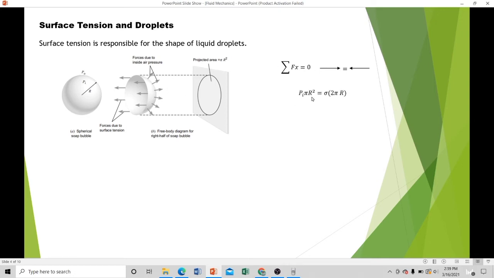Pressure inside times pi r squared. The projected area for the pressure inside is the area of the circle, and this is equivalent to the surface tension around the circumference of the circle. We have surface tension per unit length, but for the total around the circumference, we multiply by 2 pi r. So surface tension times 2 pi r.